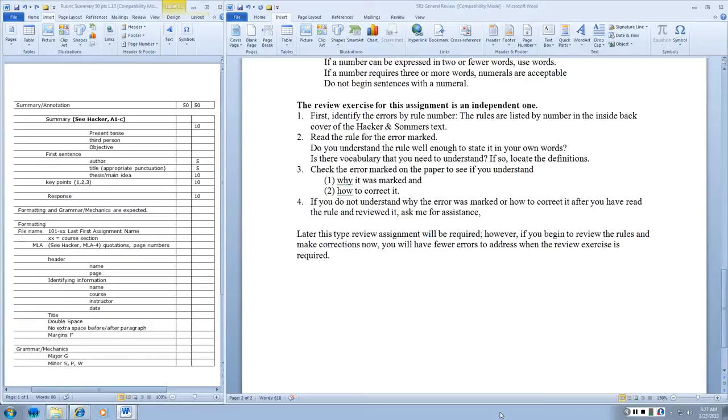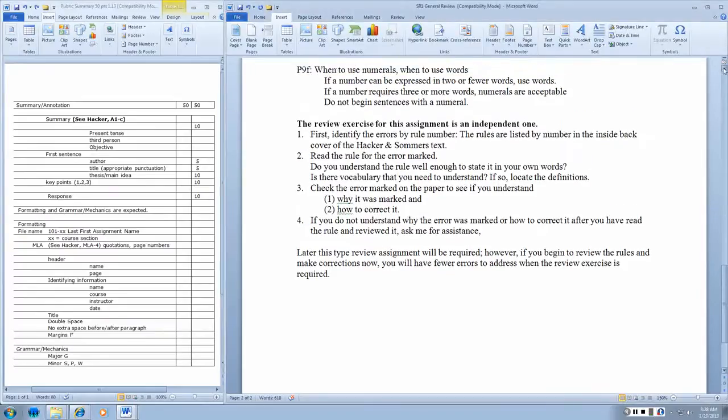In my comments, there are initials. Those are my initials that are inserted by the program. They are not rule numbers. But you will find that I have included rule numbers when there has been a question about how you used punctuation or grammar. So you identify the rules by rule number, and then read the rule for the errors marked in your paper. You should ask yourself if you understand the rule well enough to state it in your own words.